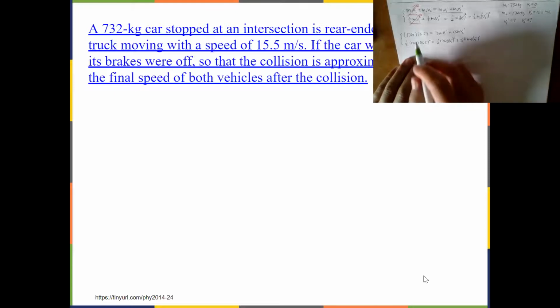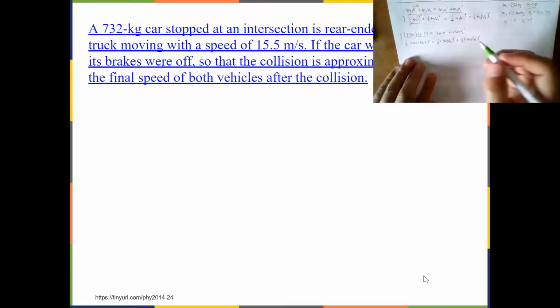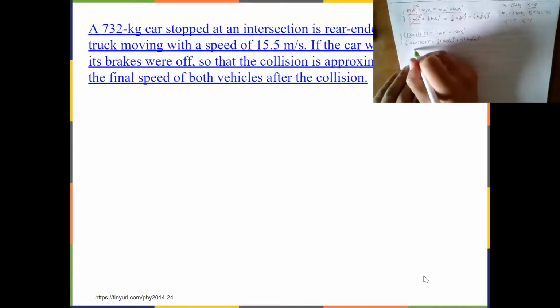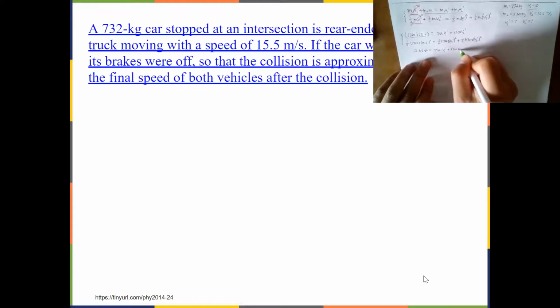So you can calculate for the numbers, right? Put these two together into your calculator. It's going to be these two. This equation becomes 26660 equals 732 v1 prime plus 720 v2 prime.